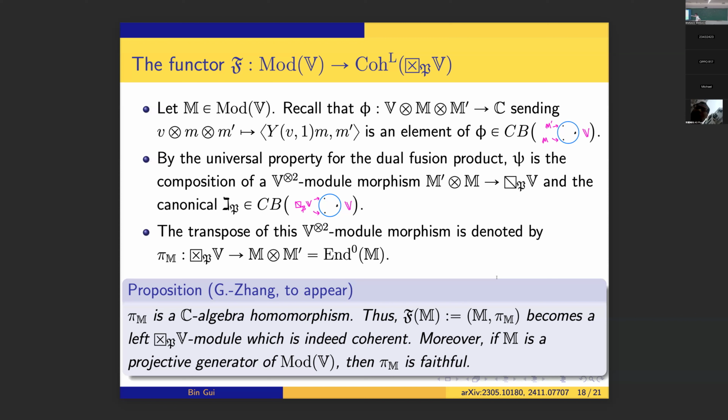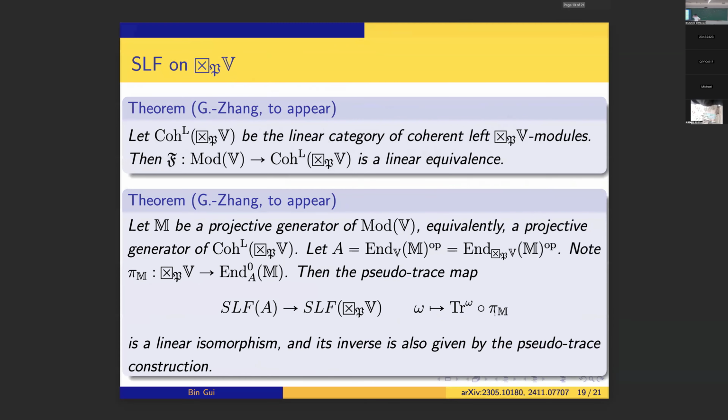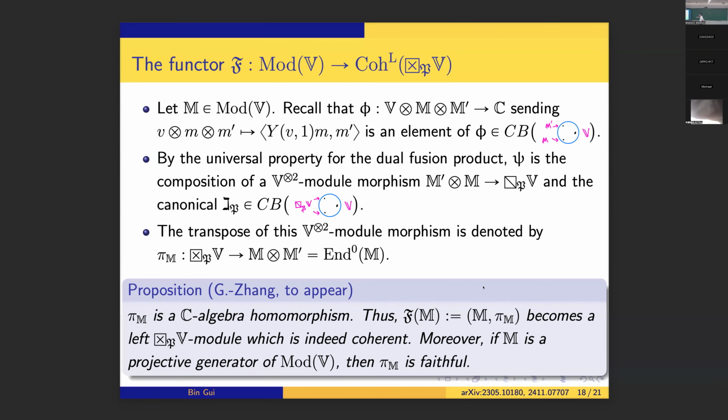More precisely, since M is a VOA module, we can show, and in a future work we will show, that this pi M is not only a V tensor V module homomorphism. It is also an algebra homomorphism. Okay. So therefore, we can use this pi M to define on this vector space M the structure of a left module for that associative algebra. And it turns out that this left module of my associative algebra is coherent. And moreover, we can show that if N is a projective generator in the category of V modules, then this pi N, this representation, is faithful.